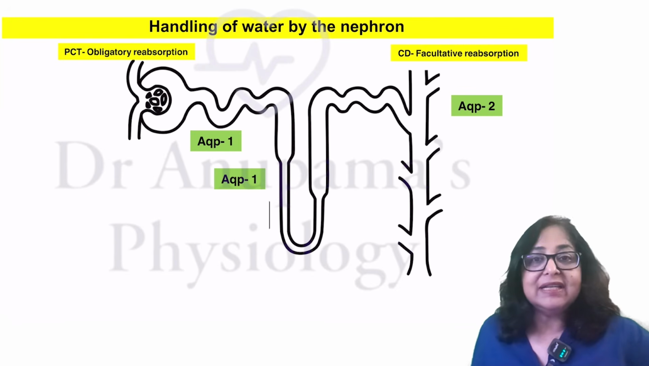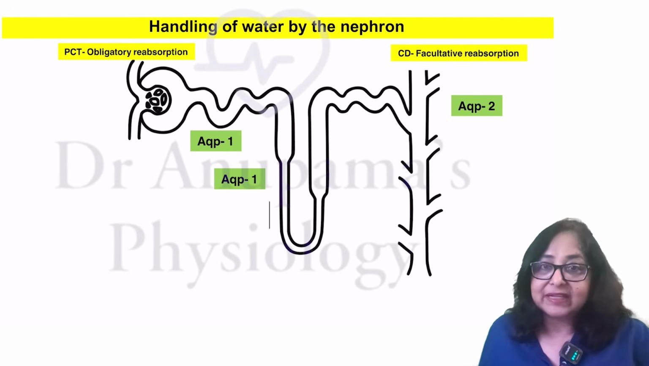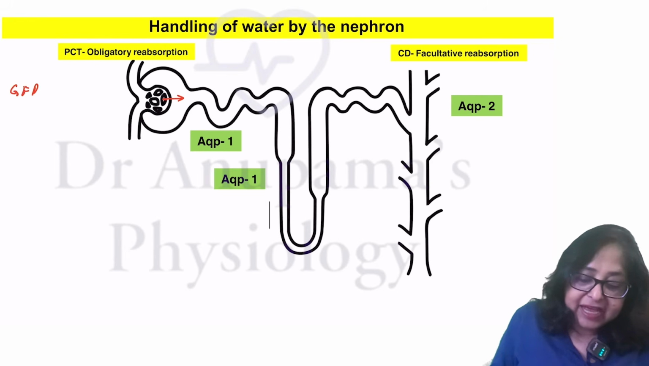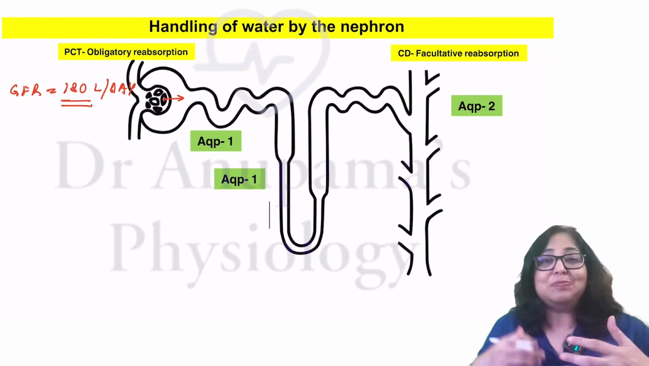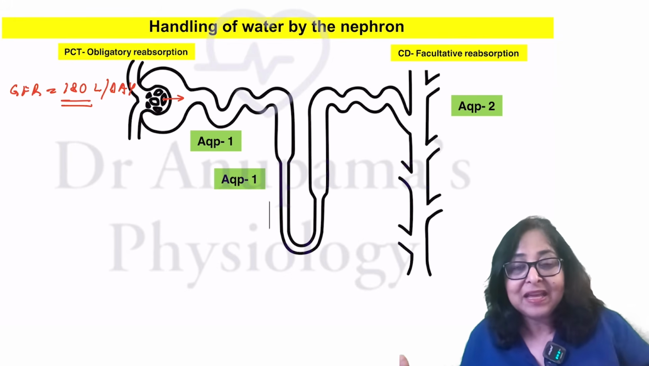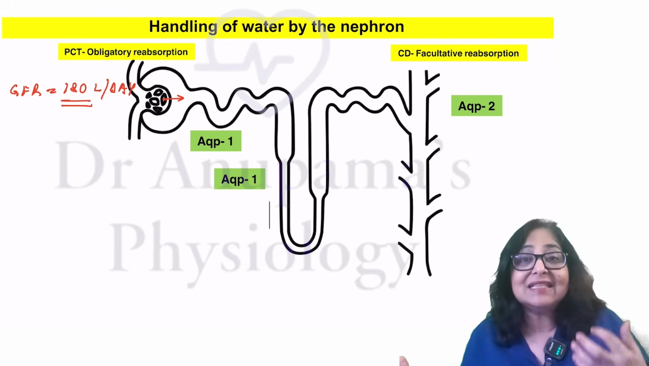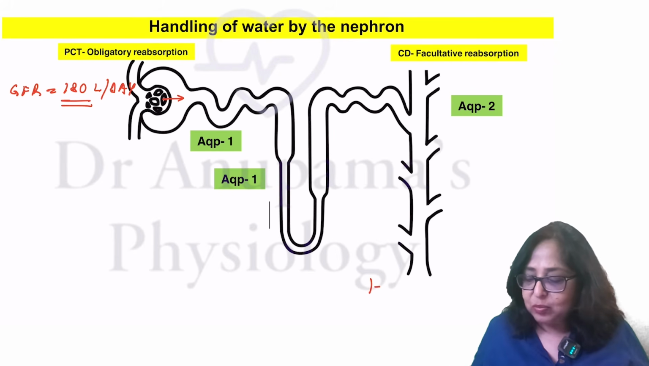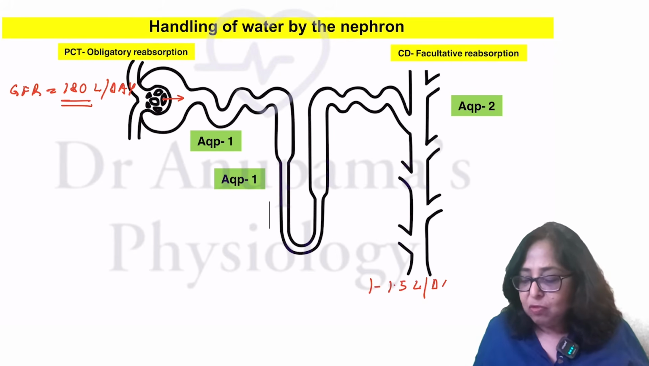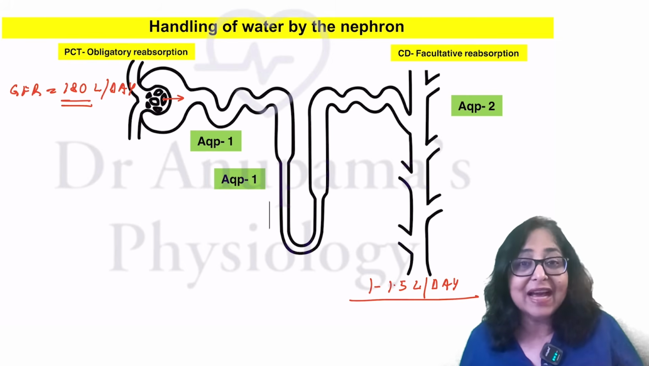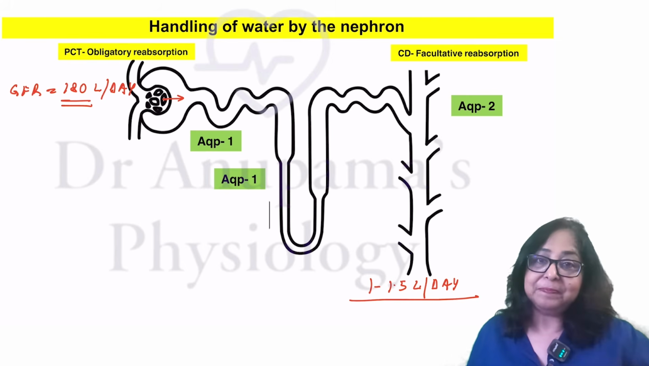Next, let's have a look at how the kidney handles water. Now, the GFR, as we know, is about 180 liters per day. Just to put it in perspective, one bucket is 30 liters of water, so 180 liters is actually 6 buckets of water. And the urine production is hardly 1 to 1.5 liters per day. That means most of the water, almost 178.5 to 179 liters of water, will be reabsorbed.